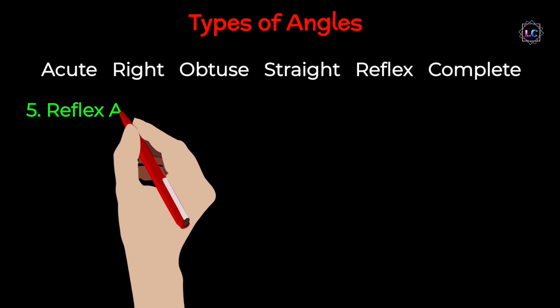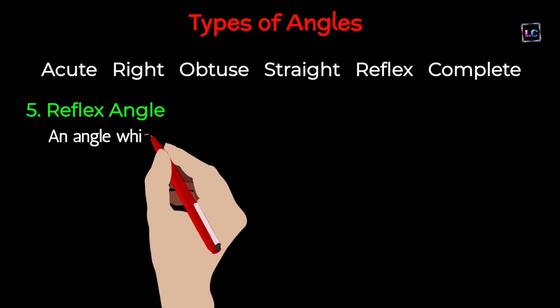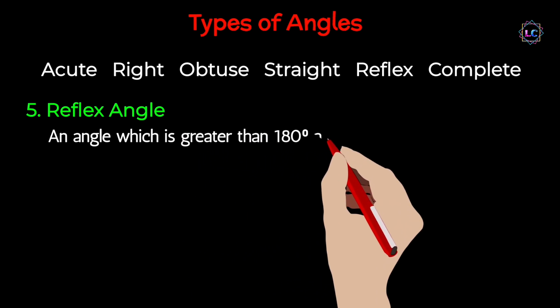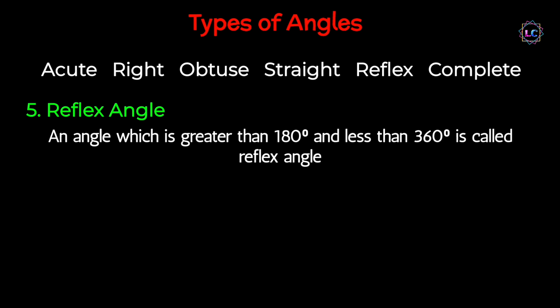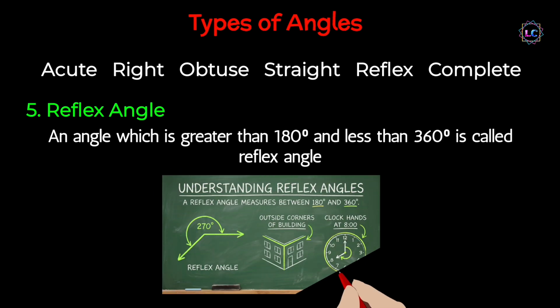Next is the reflex angle. An angle which is greater than 180 degrees and less than 360 degrees is called reflex angle. This angle is larger than a straight angle. In the following diagram, the angle 270 degrees shows the reflex angle. If we see some real-life examples, the outside corner of a building is turned more than half. It forms a reflex angle. Also, the hands of a clock at 8 o'clock create a reflex angle.